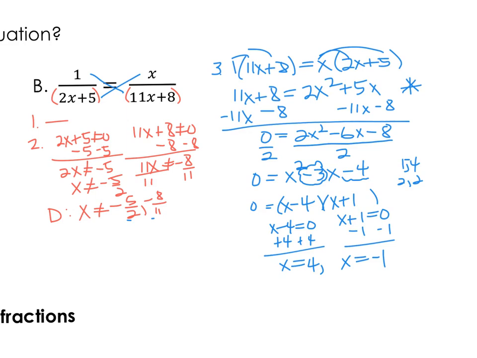So that means x has a possibility of being both of those solutions to make that rational equation a true statement. Now, when we get into day 2 or part 2, we'll take a look at what happens when there's more than one fraction on one side of the equation.